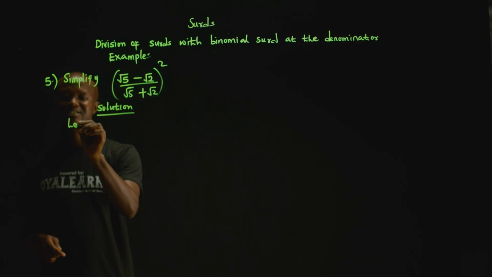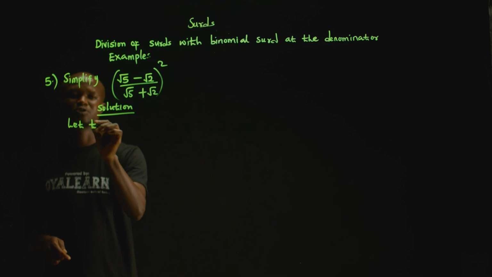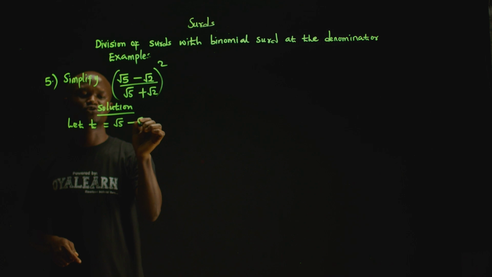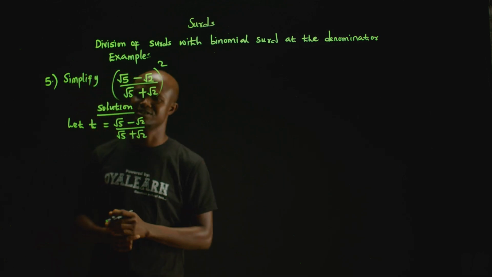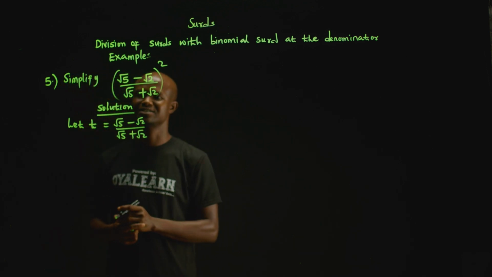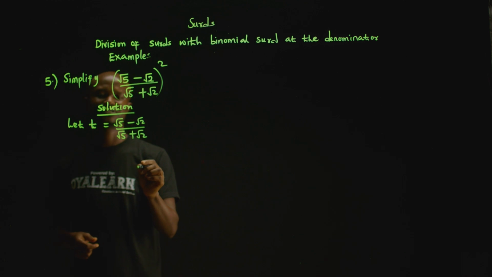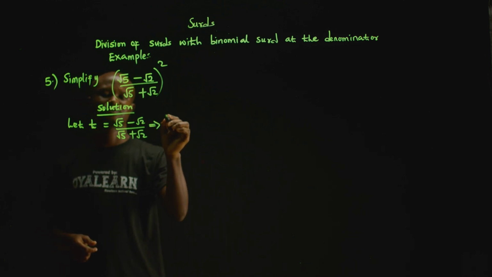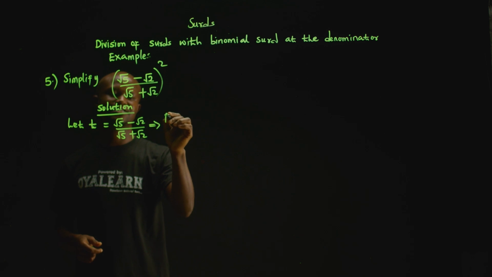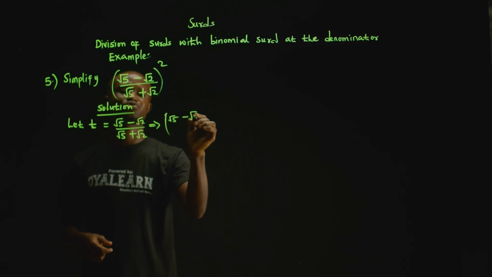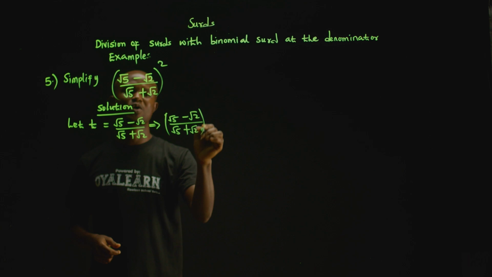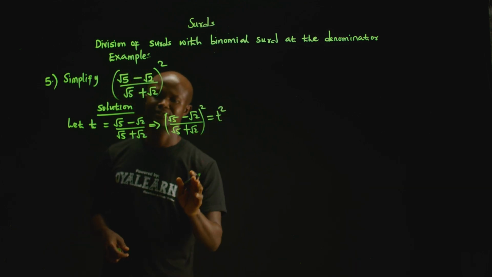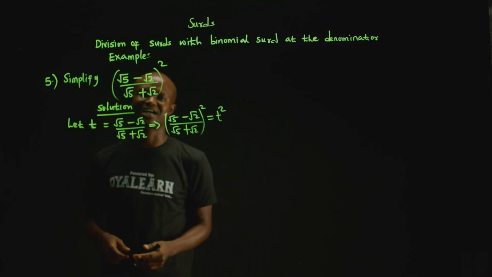So we can say, let t equal (√5 − √2)/(√5 + √2). Let t equal to this, so we are going to simplify t first. Now it means that the main question implies that ((√5 − √2)/(√5 + √2))² equals t squared. So let's solve for t first. We are going to simplify t.